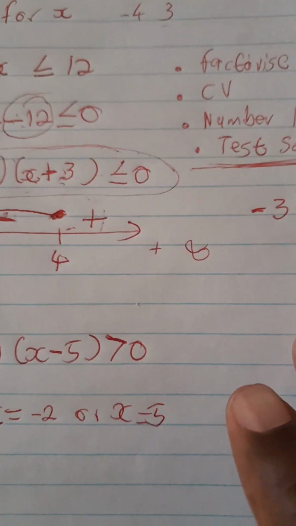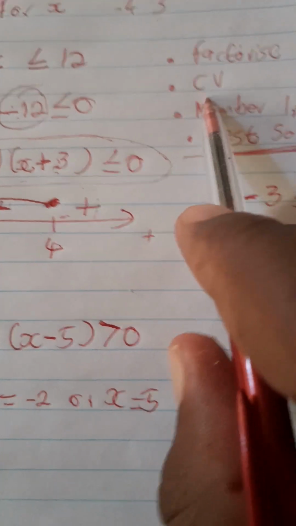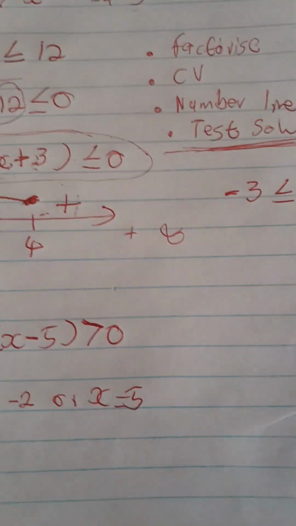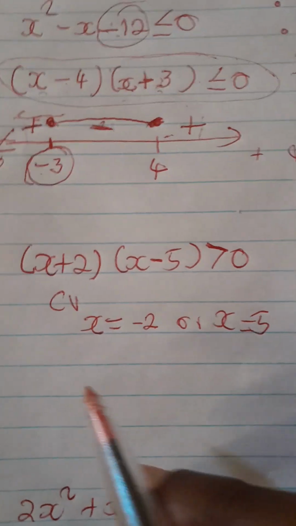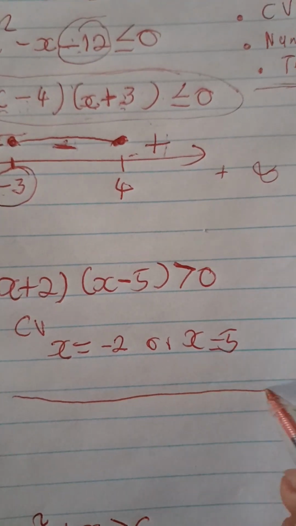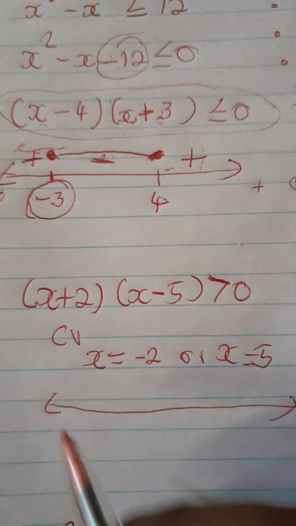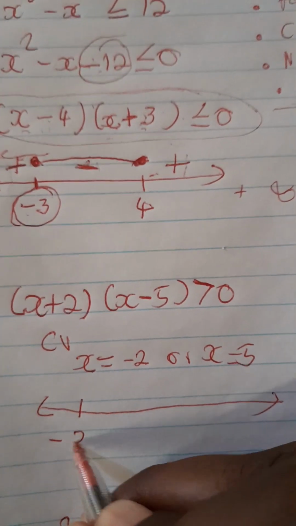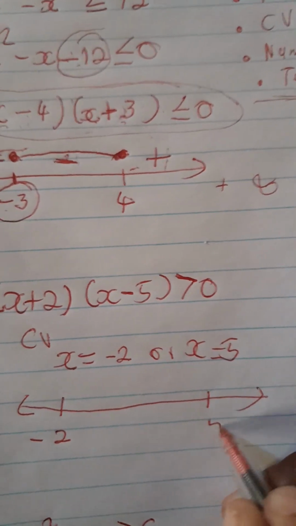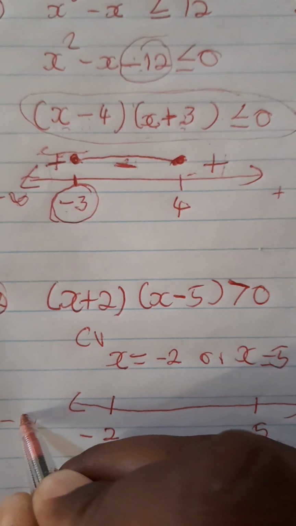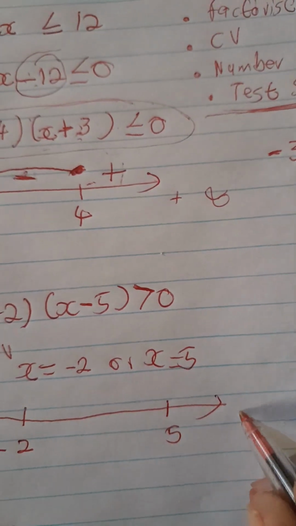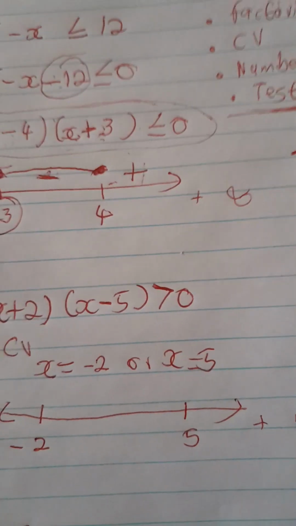So remember that our third step is to plot the critical values on the number line. Sorry for that. So here, we're going to put negative 2 and 5. Remember, it's going to negative infinity, and here it goes to positive infinity.